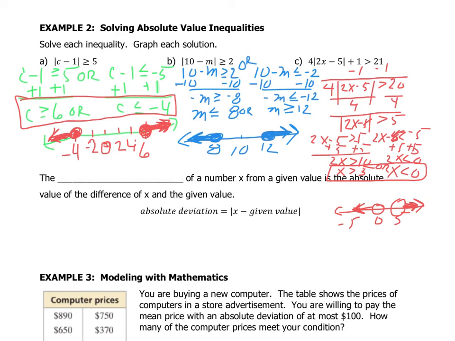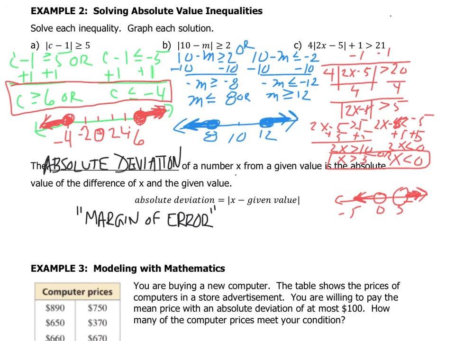So next what we want to talk about, and we're going to talk about this one just briefly, this is not something that we're going to spend a ton of time on, but talking about absolute deviation. This absolute deviation is a number from a given value that is the absolute value of the difference of x and another number. Basically what it really is, it's the margin of error.